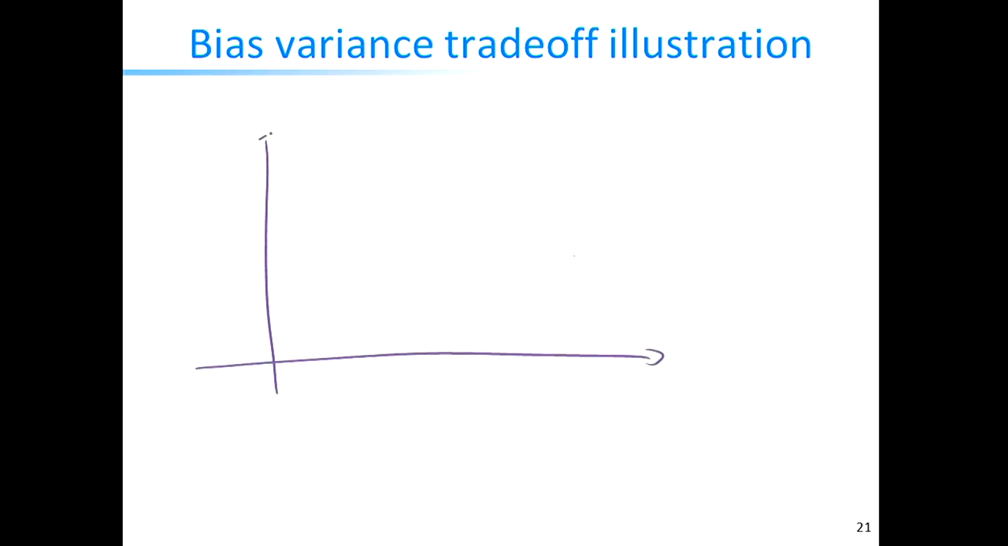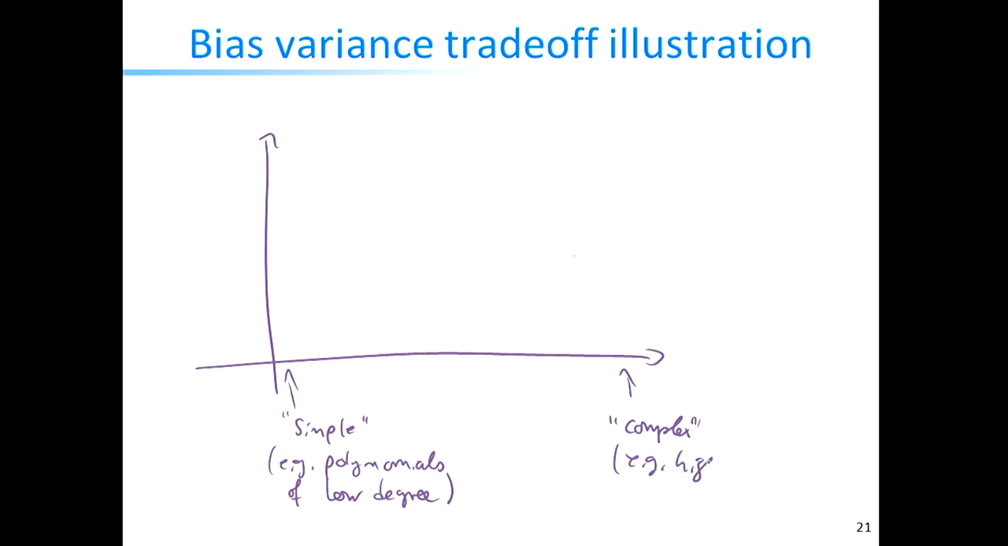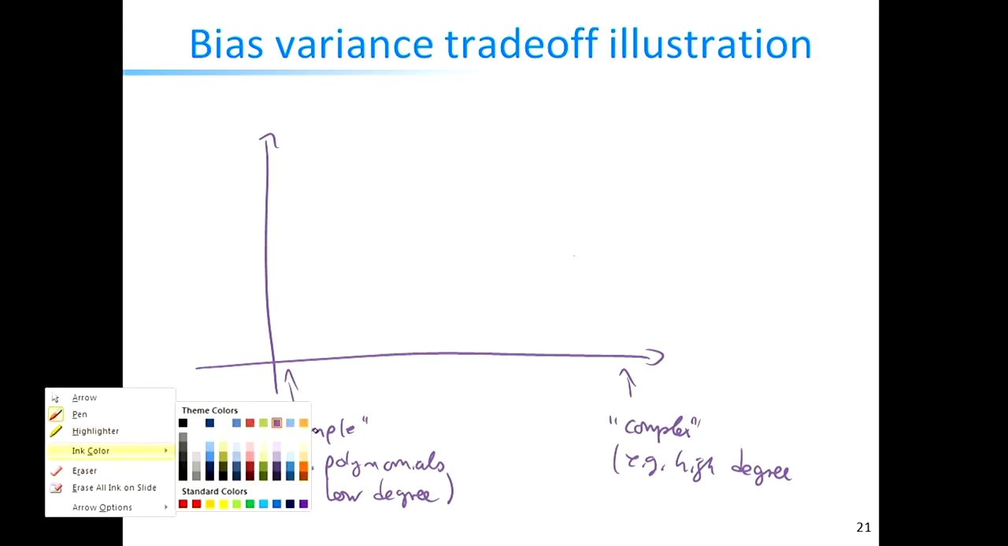So here is our model complexity. On this side, we look at simple models, say polynomials of low degree. And here they get increasingly more complex, so high degree. And now we can plot how these three curves, namely bias, variance, and noise, would change over this family of functions.